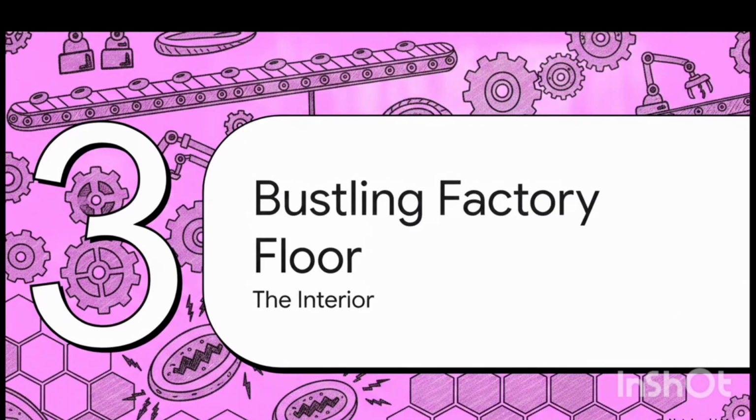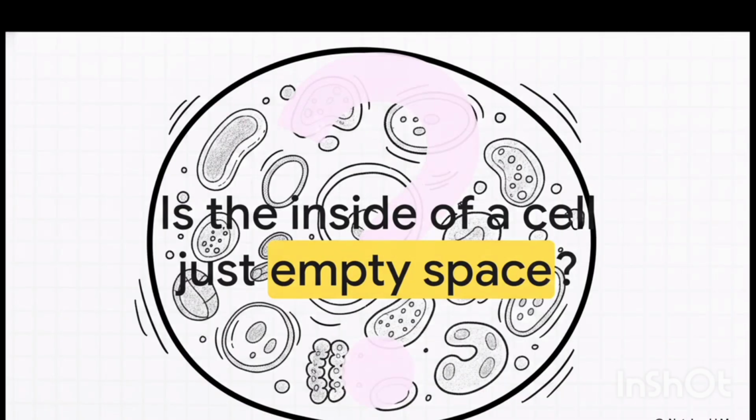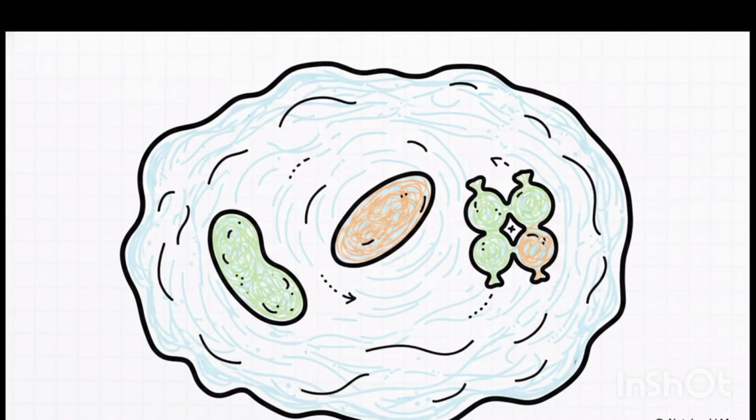All right, let's push past the boundary and head into Section 3, the interior, or what we're calling the bustling factory floor. For the longest time, people kind of assumed that once you get past the cell membrane, the inside is just empty space, just a hollow water balloon filled with fluid. But is it really just empty space in there? The short answer is absolutely not. When scientists finally got a good look inside with advanced microscopes, what they found was honestly mind-blowing. Instead of empty space, they found this incredibly busy, jelly-like living material. Meet the cytoplasm.